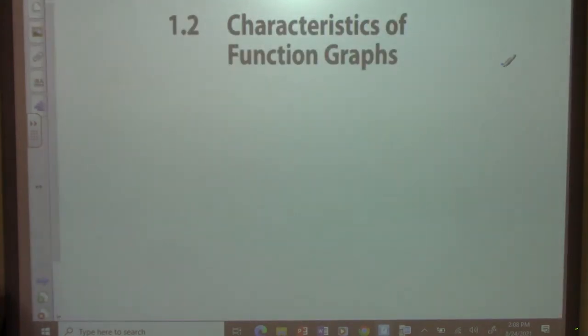Okay, we're going to be working on more characteristics of function graphs, and we already have been working on that, right? So we talked about characteristics of function graphs. Which ones have we talked about so far? Domain, range, and intercept, and behavior.